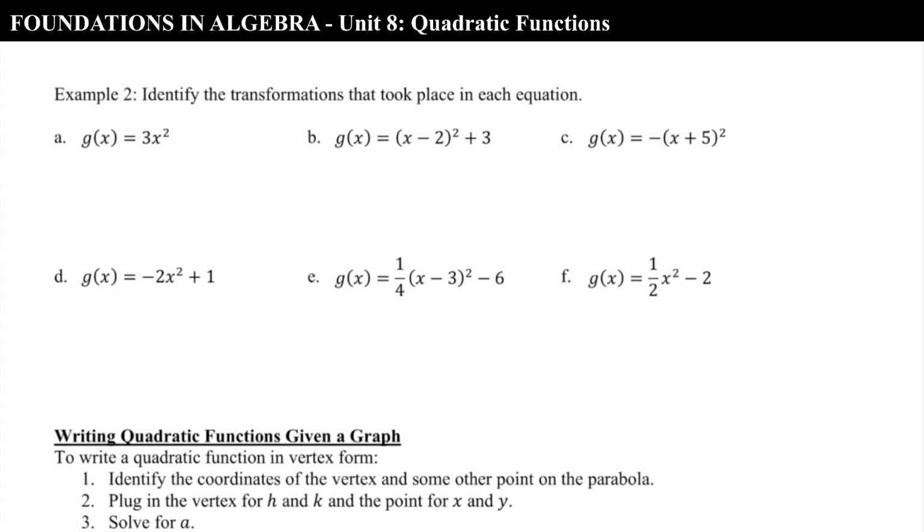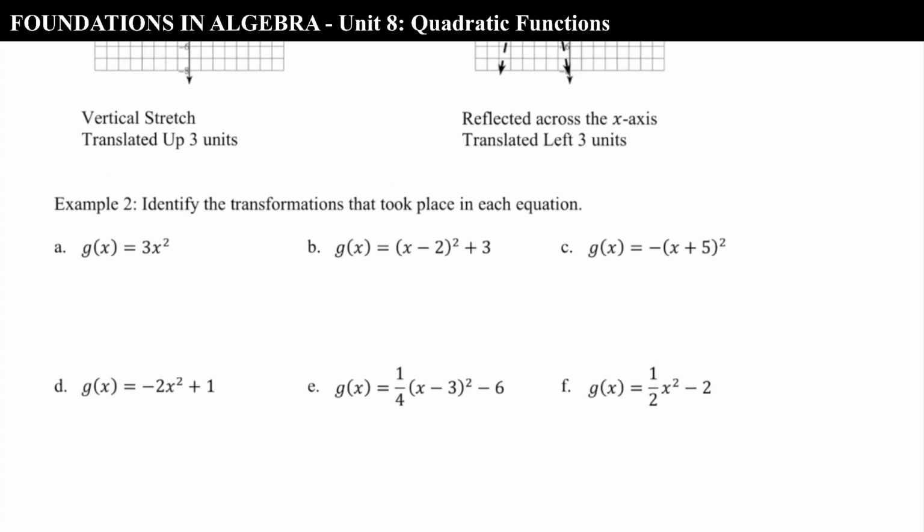We can also identify transformations by looking at what's happening in the equation. So here we're going to be looking at our A, our H, and our K. So first of all, in example A here, we have an A term of 3. That's greater than 1, so we are vertically stretched. In B, we have an H value of 2. It is positive 2 because it follows the minus sign, so we are going to the right. And then the plus 3 on the end tells us we're going up 3 units.